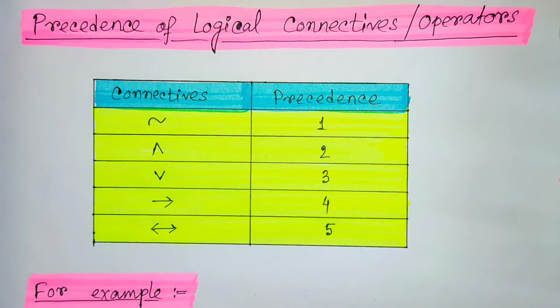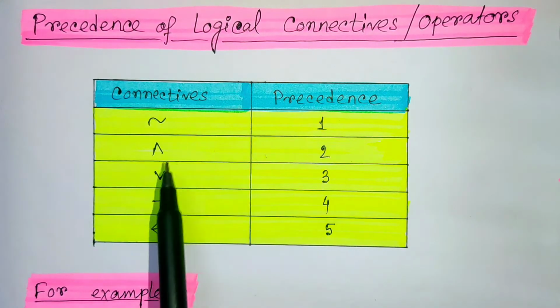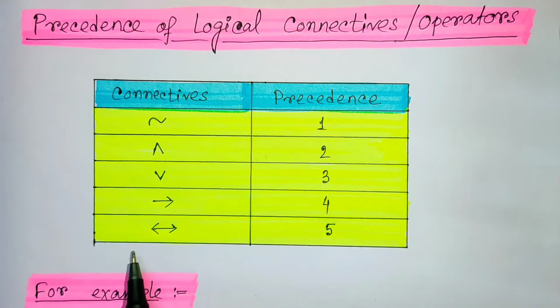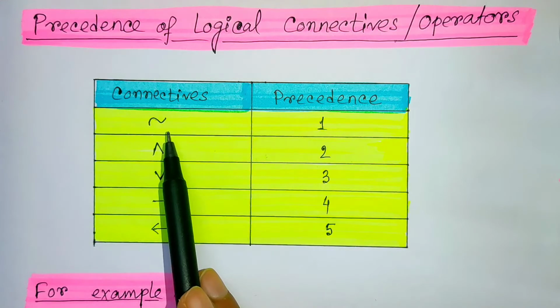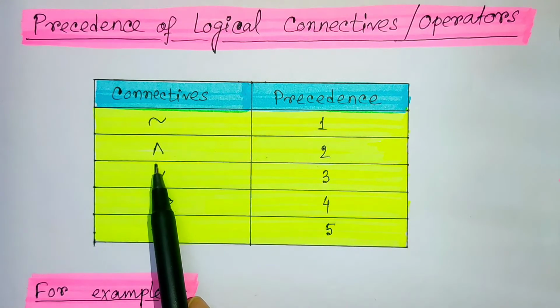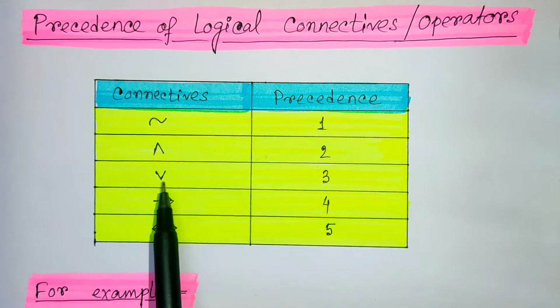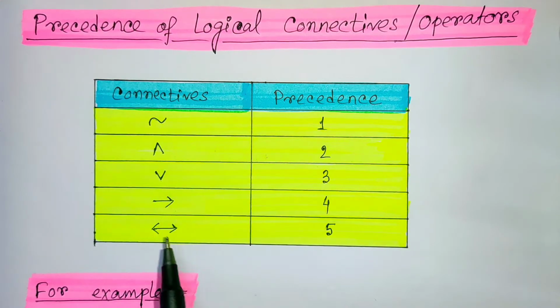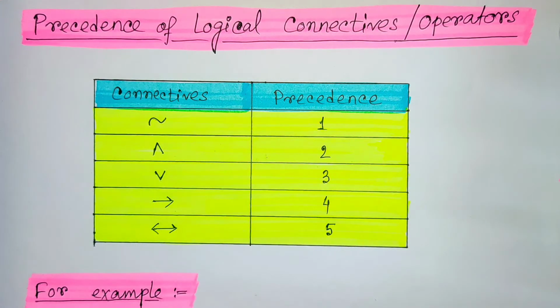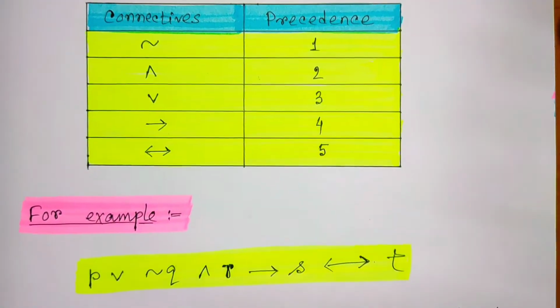more easily. So these 5 connectives I can write in this sequence: negation, conjunction, disjunction, conditional and biconditional, and these are their preferences. If you find a negation, then you should operate on this one first. After that it is the conjunction, then the disjunction, after that the implication, and after that the biconditional. This is the order of precedence of these 5 connectives. So let us do it with an example.